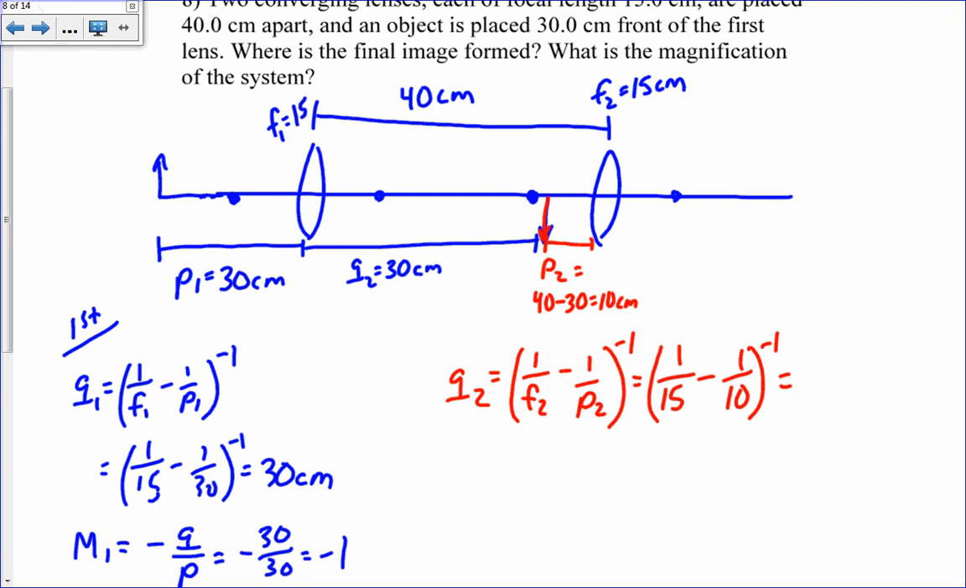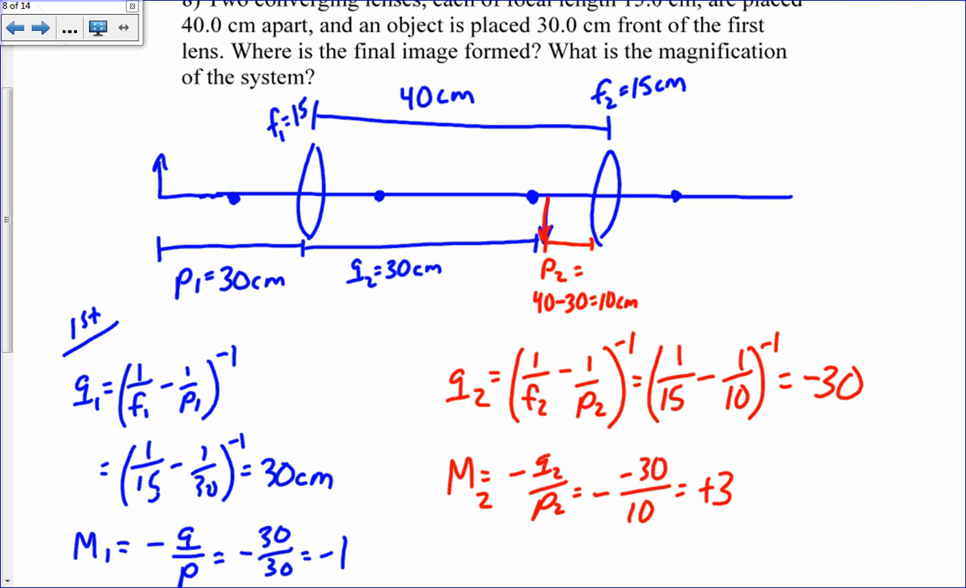That gives me the image distance, which is negative 30. Means that the image from the second lens is 30 centimeters to the right, or excuse me, to the left of the second lens. Let's go and find the magnification for lens number 2. So the image is going to be in the same direction as the first object and 3 times as big, and 30 centimeters to the left of the second lens.